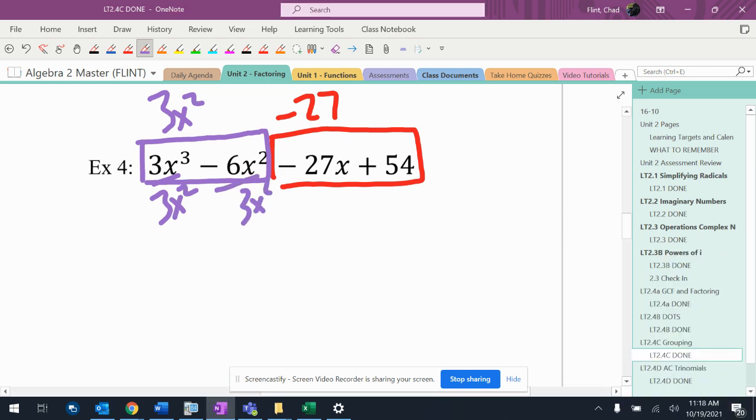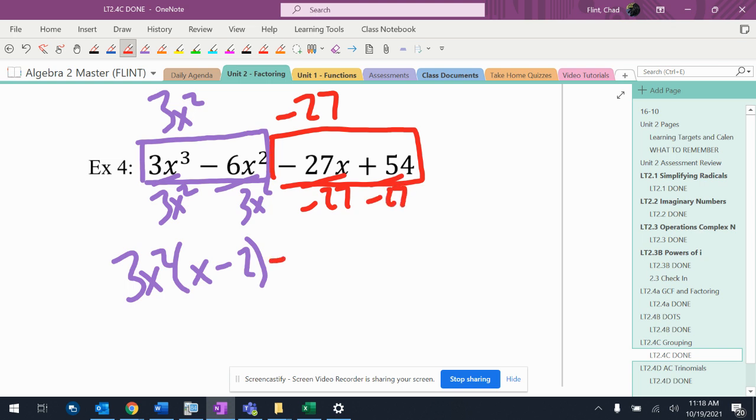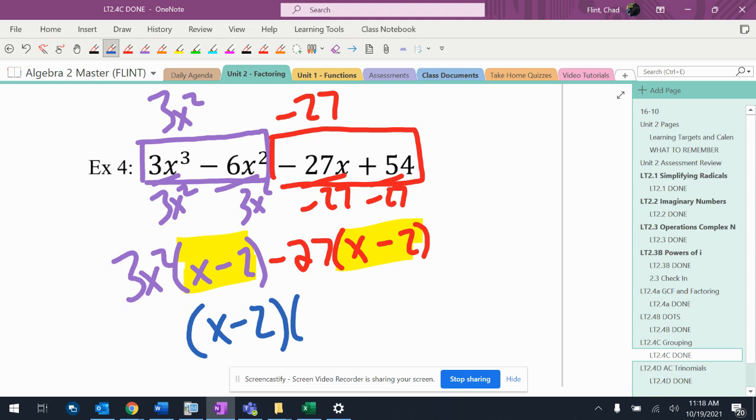Divide by 3x squared. So it's 3x squared times x minus 2. Be careful here. Yeah, x minus 2. And then I'm going to take out my minus 27. Let's see here. I'm going to get an x minus 2. All right, so I did it correctly. At least I did it so that it makes sense because I have 2 x minus 2's. All right, so they're the same. So I get x minus 2, and then I get 3x squared minus 27.